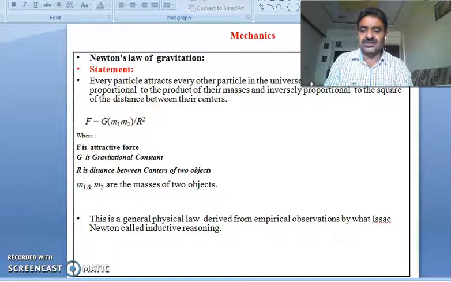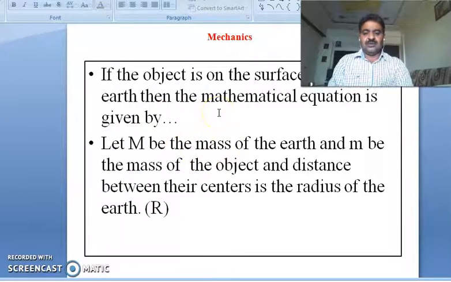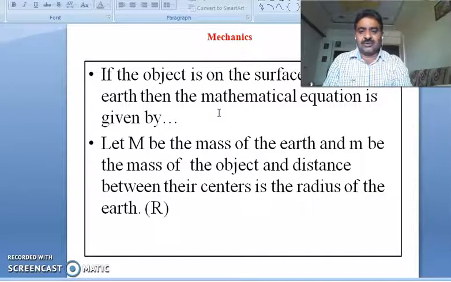Now you see, we have already seen the relation between m and R. So this is about Newton's law of gravitation.